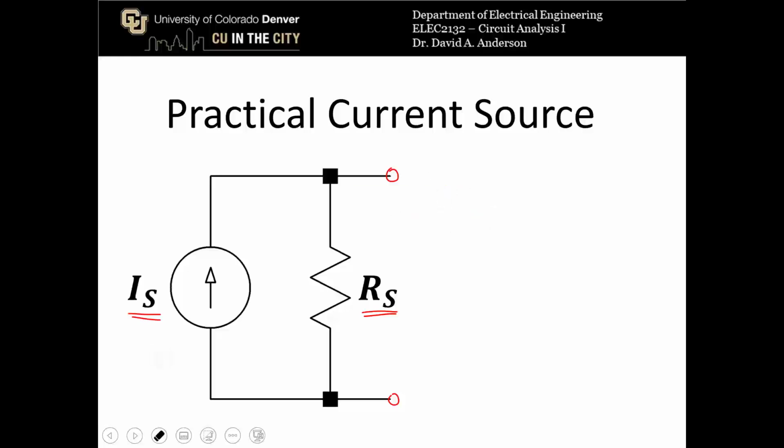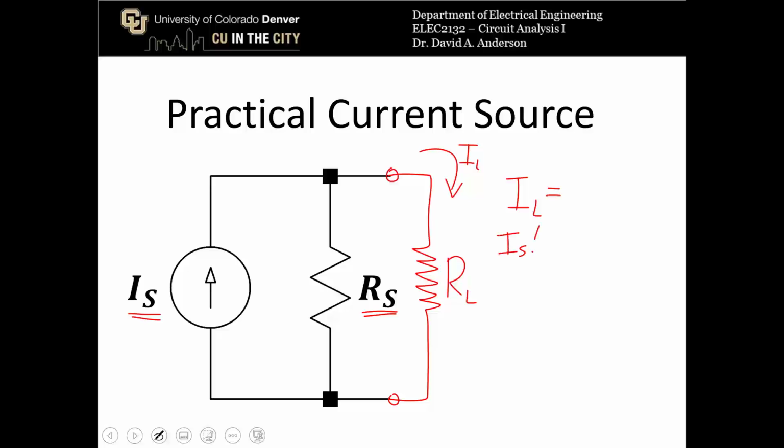And so let's then connect this to a load resistance, R sub L. The current delivered to that load resistance, I sub L, is going to be equal to, well, it's a current divider now, so it's going to be I sub S times the ratio of the conductance of the load to the total conductance, which is equal to I sub S times R sub S divided by R sub S plus R sub L.